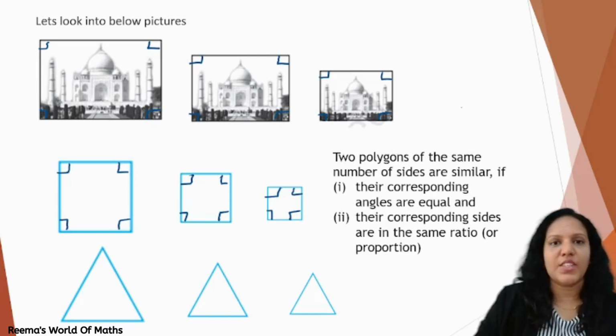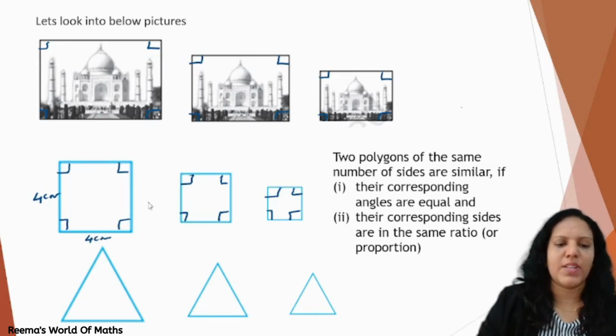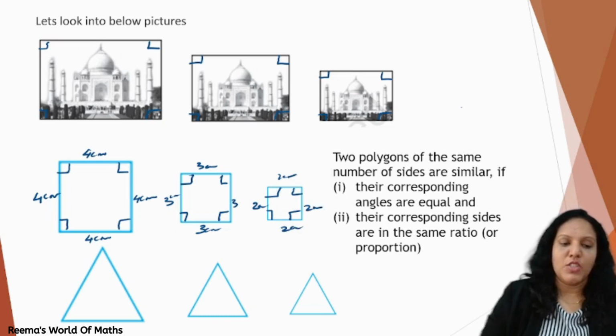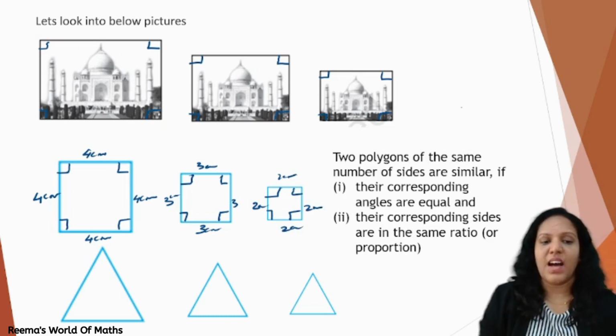Let's assume the side of the first square is 4 cm. You know all the sides of a square are always equal, so 4 cm and 4 cm. For the second square, let's assume it has 3 cm, 3 cm, 3 cm and 3 cm. And the last one has 2 cm, 2 cm, 2 cm and 2 cm. So we can see the corresponding sides are in the same ratio.